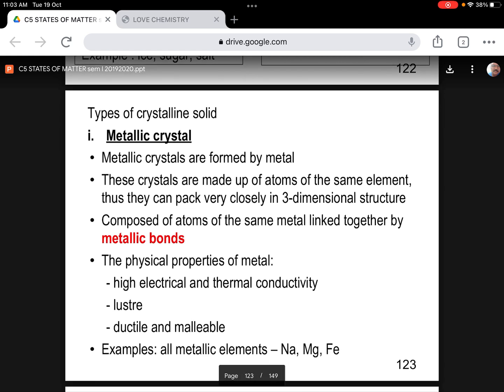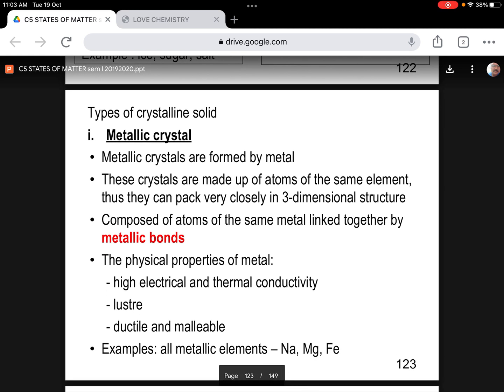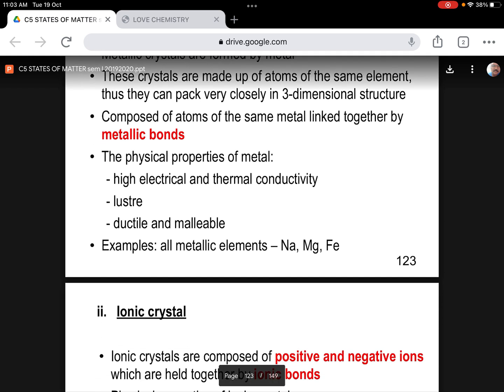Now, the types of crystalline solid. We have metallic crystals. Metallic crystals are formed by metal. These crystals are made up of atoms of the same element. Thus, they can be packed very closely in a three-dimensional structure, composed of atoms of the same metal linked together by metallic bond. The physical properties of metal: high electrical and thermal conductivity, luster, ductile and malleable.